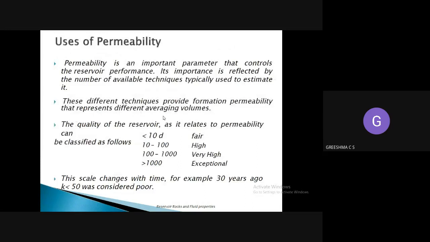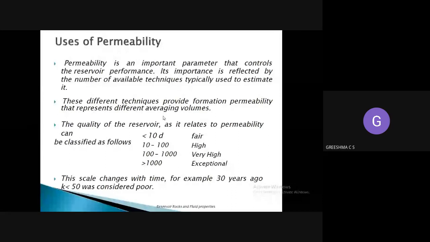Next is, where will you use this permeability? Why are you studying this permeability? Permeability is mainly used to study the reservoir performance. Reservoir performance means, sometimes if you want to construct any kind of dam, you will be constructing a water storage structure. That is called a reservoir. The tank that stores the water is called a reservoir. So to study the performance, you need the permeability.